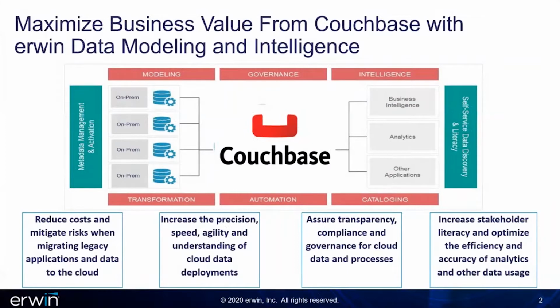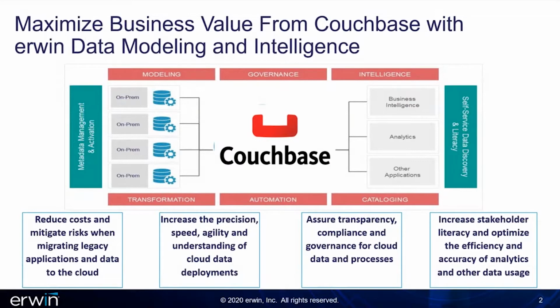So when you look at it, Erwin has a number of capabilities. It starts with our data modeling capabilities, where you can use that visual paradigm to design, deploy, and document your databases in Couchbase, and then manage those in a model-driven way through the entire process, maintaining and manipulating that structure to meet whatever business needs and requirements are there.